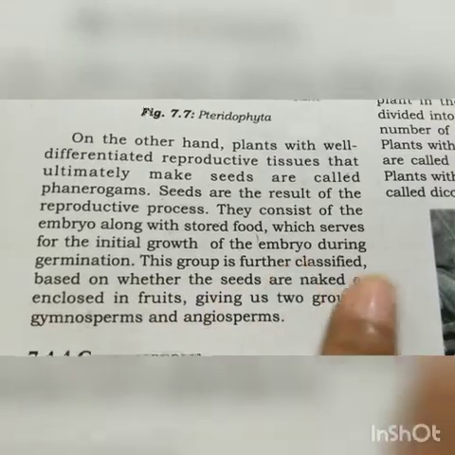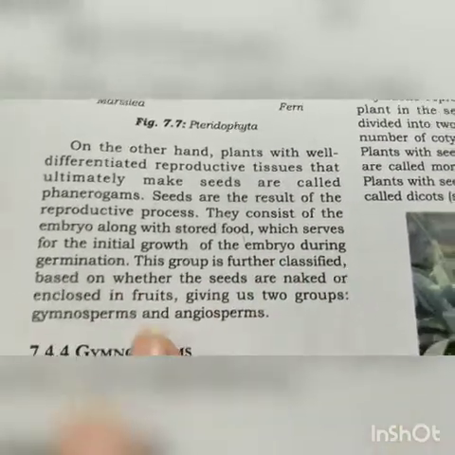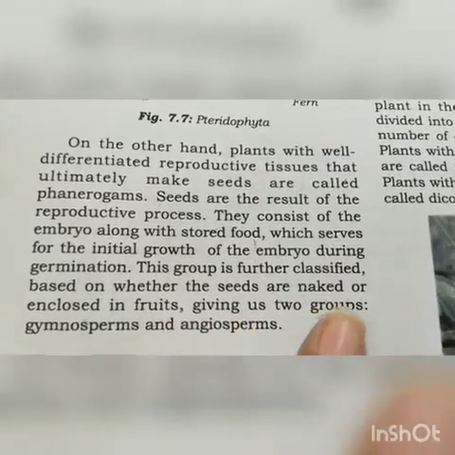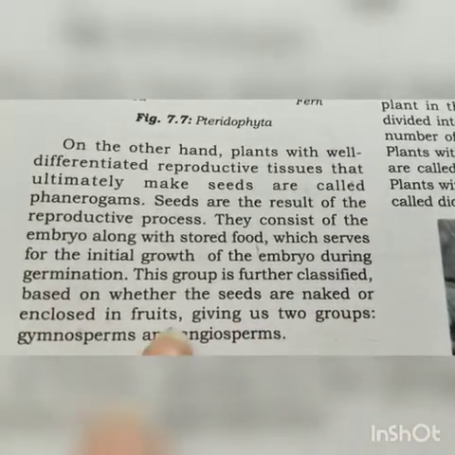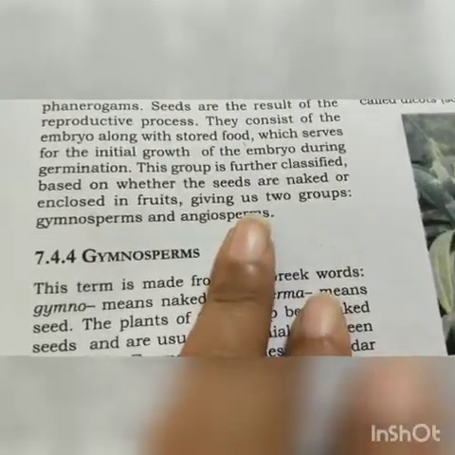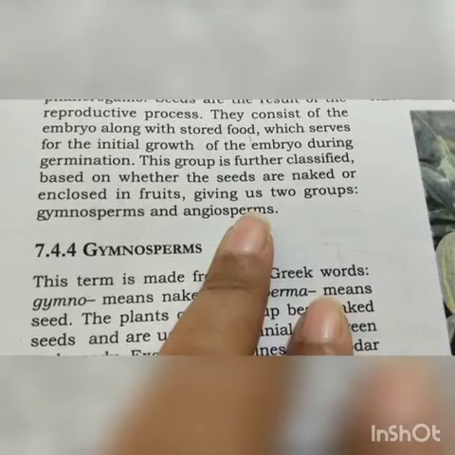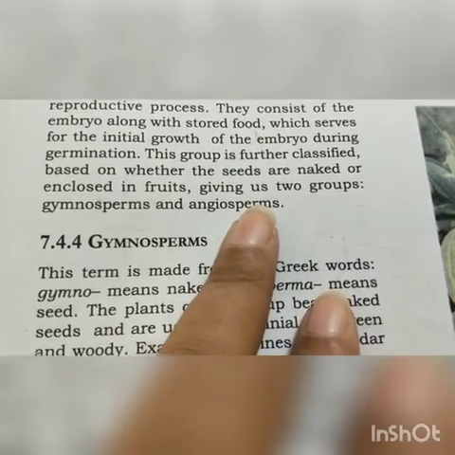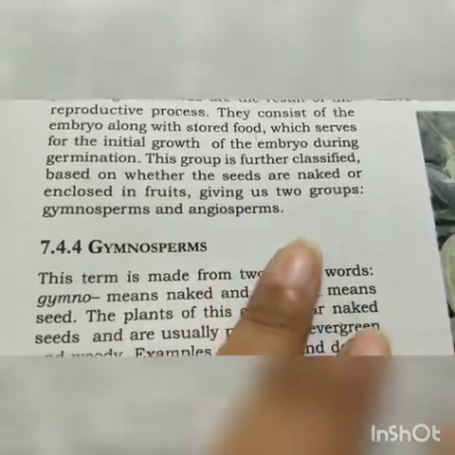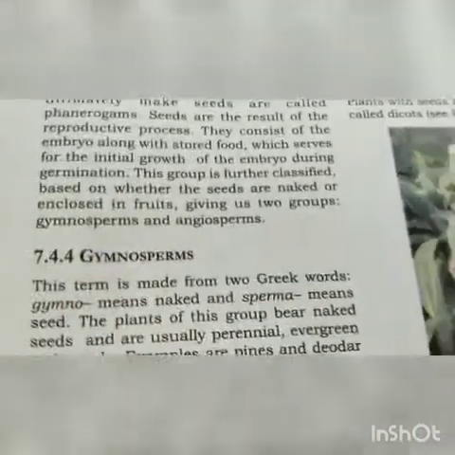This group is further classified based on whether the seeds are naked or enclosed in fruits, giving us two groups, Gymnosperm and Angiosperm. Again, these are divided into two more groups based on whether the seeds are naked or enclosed in a fruit. So we are getting another two groups, that is the Gymnosperm and Angiosperm.